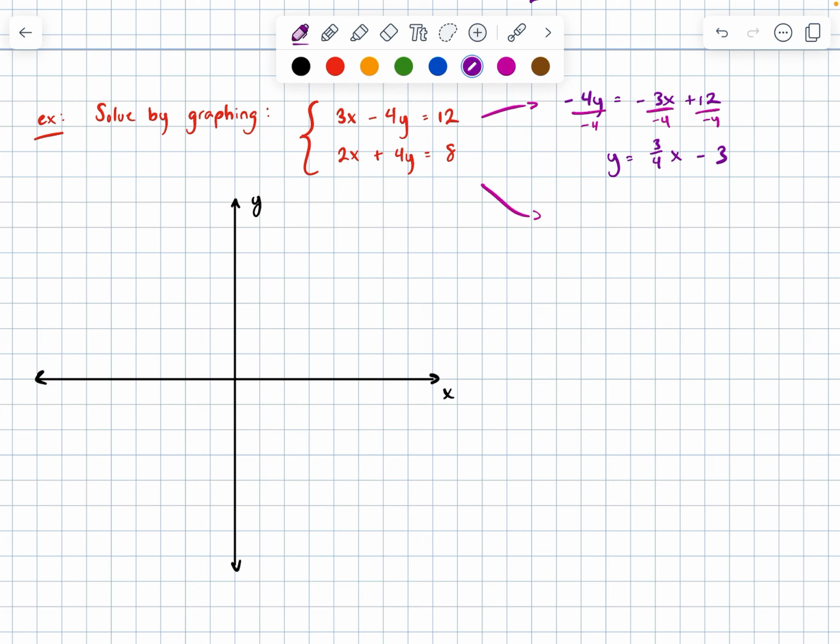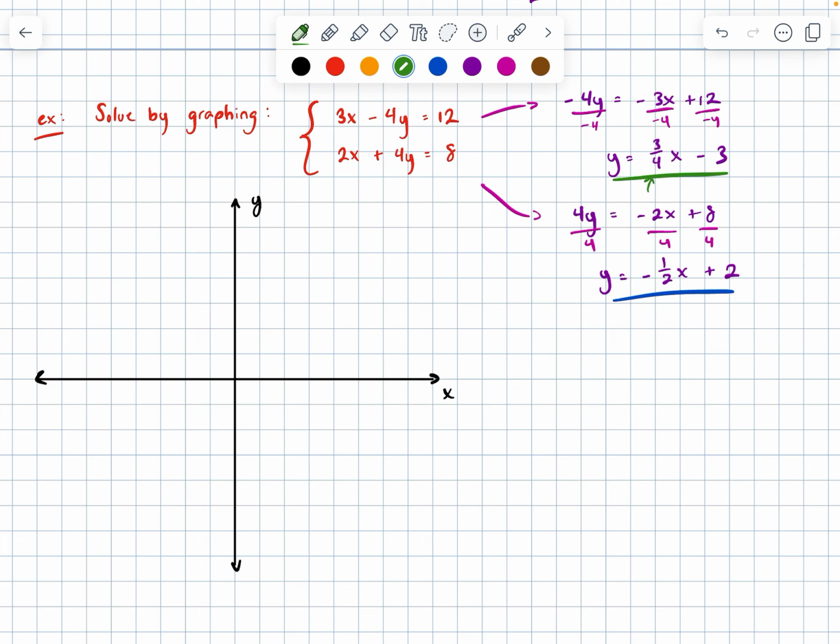And for my second equation, I know 2x plus 4y is equal to 8, minus 2x from both sides. So I've got 4y is equal to negative 2x plus 8. Again, we're going to divide both sides by 4 here instead of negative 4. So I've got y is equal to negative 1/2 x. 2 divided by 4 reduces to 1 divided by 2, plus 2. Cool. Taking my equations and graphing them. So I'll say this guy is my green line on top. This guy is my blue line on the bottom.